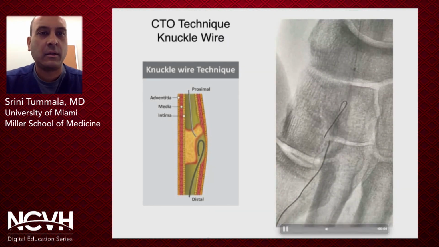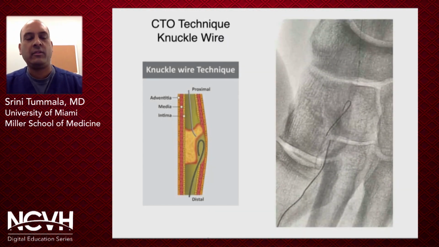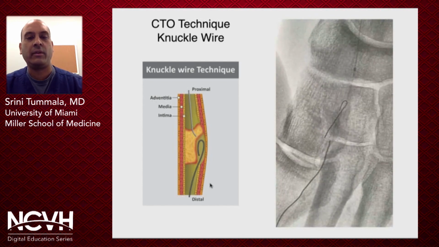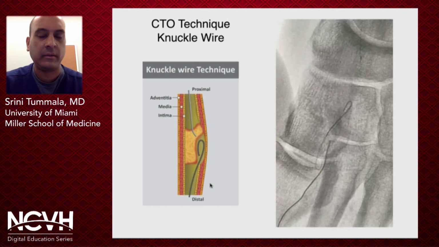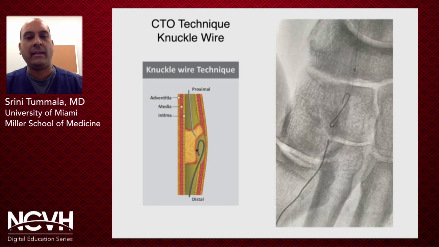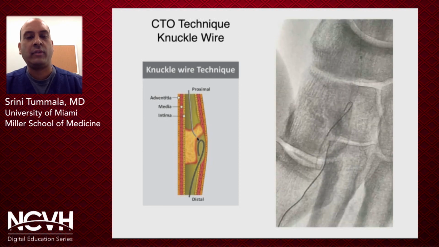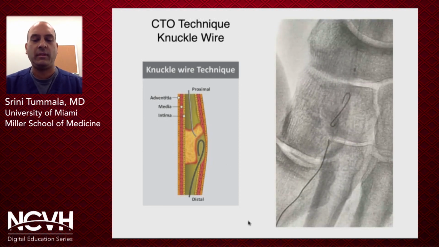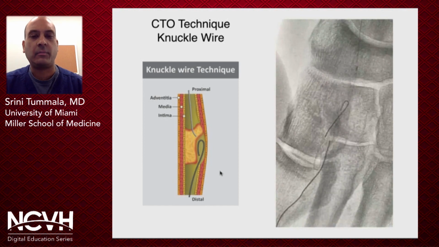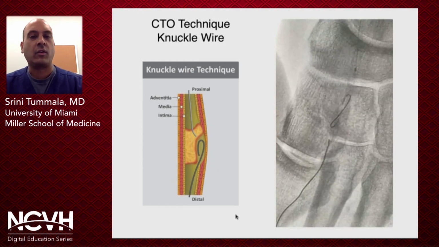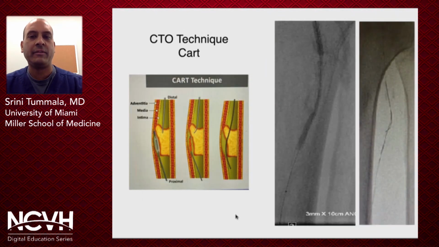When we're talking about the knuckle wire technique, what you're basically doing is that you have a CTO, you have a wire from above, you have a wire from below. They're in two different subintimal planes, and you're basically creating a knuckle or a loop with your guide wire and using that to rotate and disrupt the tissues between these two subintimal planes in order to achieve communication and hopefully cross the CTO.